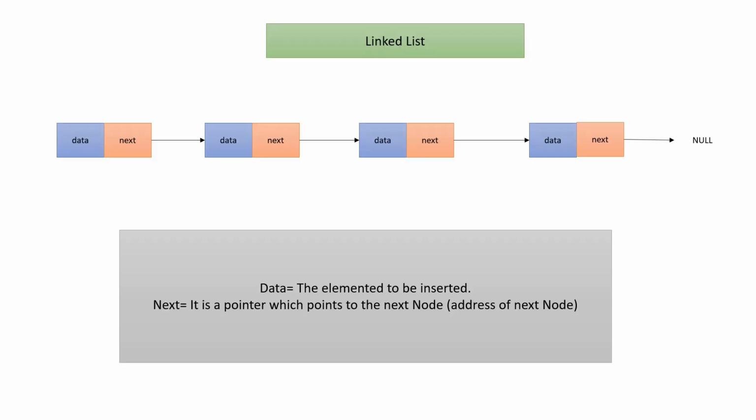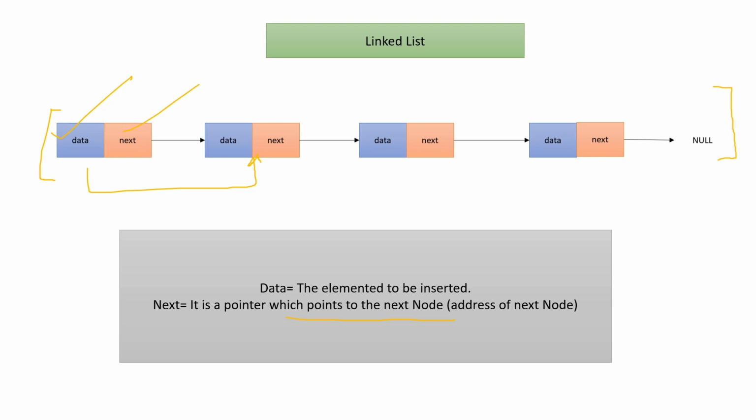So let's move on. It looks like this. One node is connected to the next node, and this is how the linked list works. All the elements inserted in the linked list, all the nodes, are connected to the next node. So this is how the linked list looks. The first value is the data, and the second is the next. It is the pointer, which points to the next node. It contains the address of the next node. So this is how the linked list is connected.